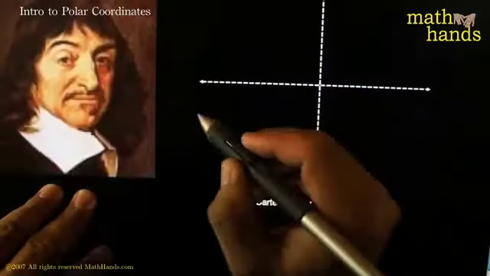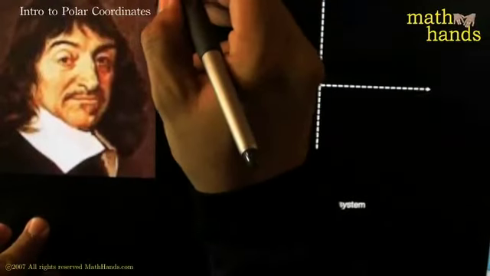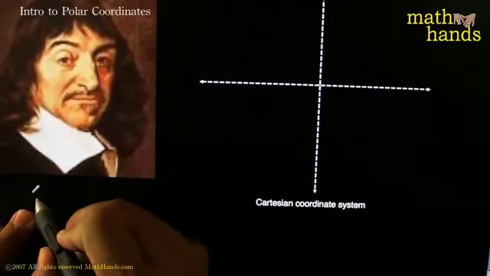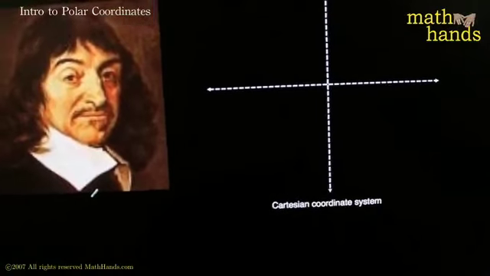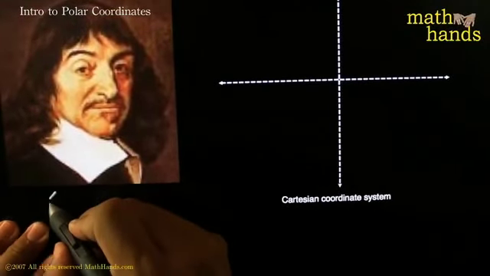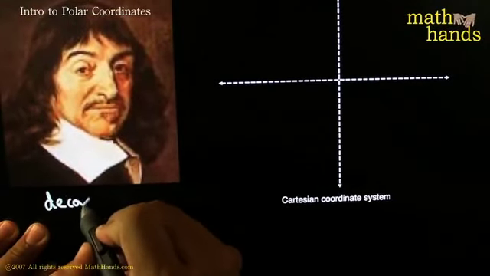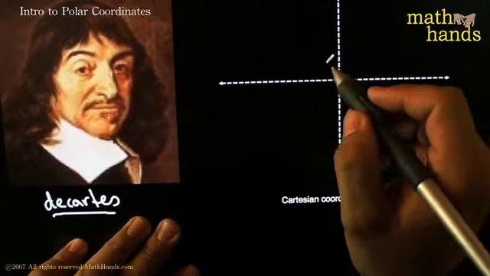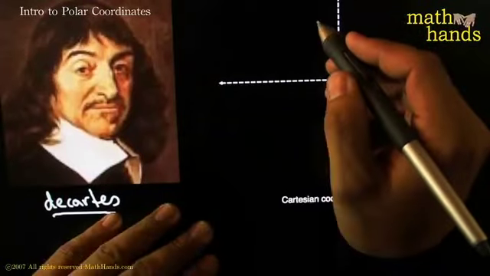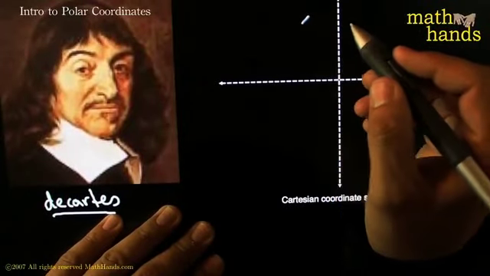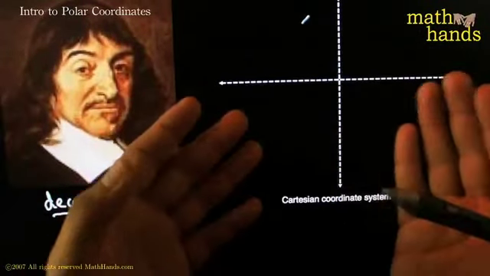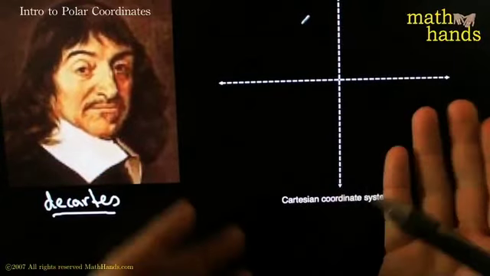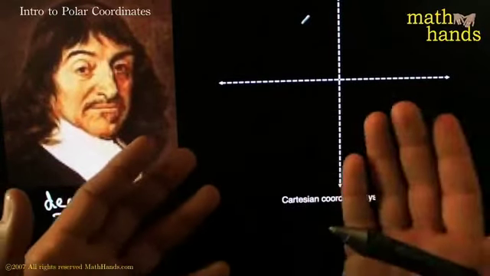A long time ago there was a guy named Descartes, the French guy, 17th century guy, 16 something. He was a philosopher, mathematician, scientist. Back then people did everything. There was no problem. He is credited with the invention of the famous Cartesian system, which is the one you're used to, the one we've been doing all along.